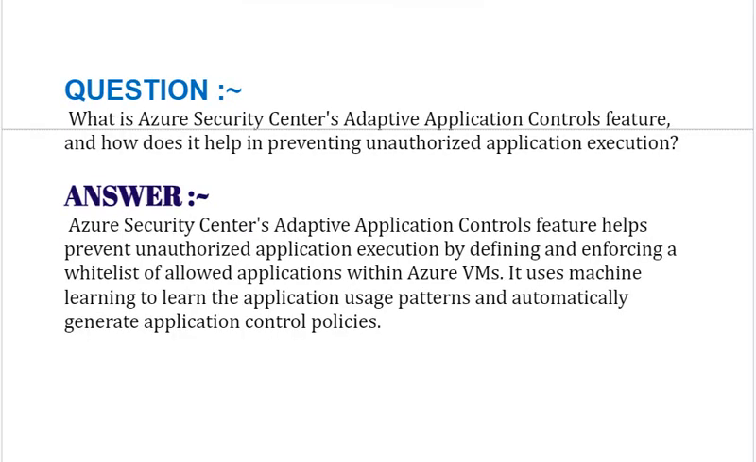Our next interview question is: what is Azure Security Center's adaptive application control feature and how does it help in preventing unauthorized application execution? Your answer should be: Azure Security Center's adaptive application controls feature helps prevent unauthorized application execution by defining and enforcing a whitelist of allowed applications within Azure VMs. It uses machine learning to learn the application usage patterns and automatically generate application control policies.